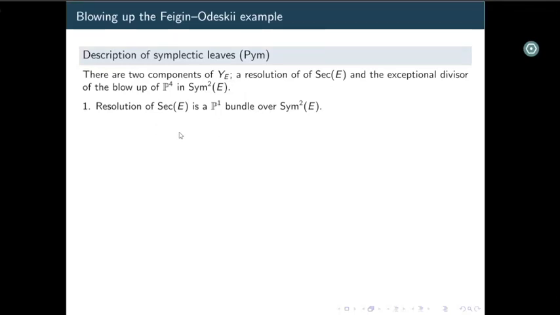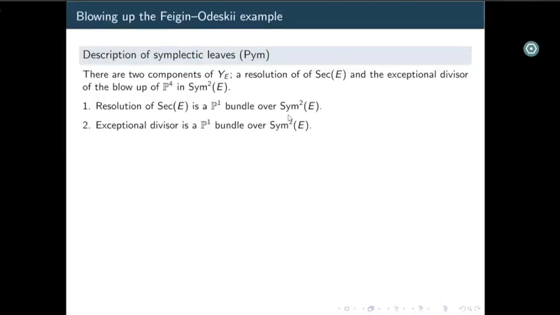So just to describe the symplectic leaves of these things, let's talk a little bit about the geometry of the components. You can take the resolution of the secant variety. This gives a P1 bundle over the symmetric square of E. Of course, this is maybe straightforward, but to every pair of points in E, you get a line. So there's a corresponding map which takes you to the symmetric square.